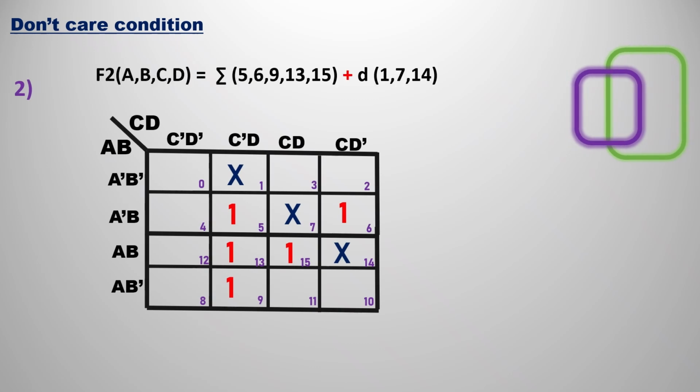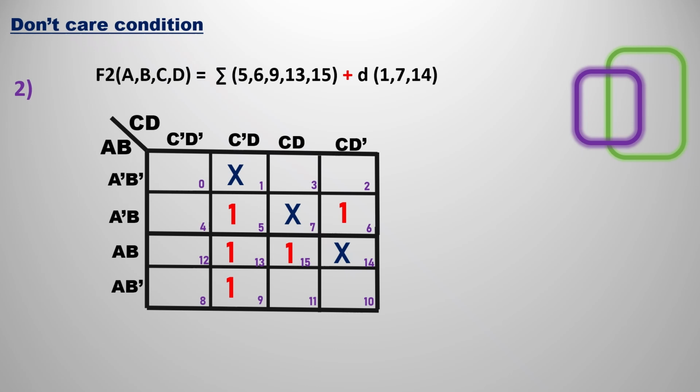I hope you understand the first one, that is using 3 variables. So now quickly start the second example with the help of 4 variables A, B, C, D. So they have given the sigma notation and don't care term. As they're given in the question, we should fill those sigma notation terms in the K-map. So after filling that, we will fill according to that.